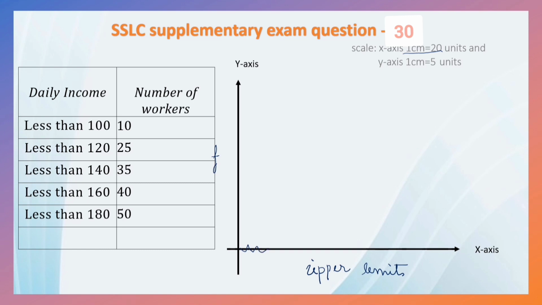Let us have a kink here. This is 100. 1 centimeter means 120 here. This is 140. This is 160. This is 180. And on the y-axis, 1 centimeter means 5 units. This is 5, this is 10, this is 15, 25, 30, 35, 40, 45, 50.